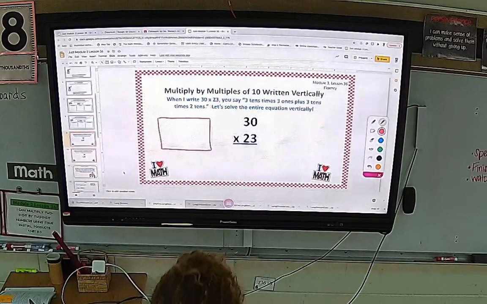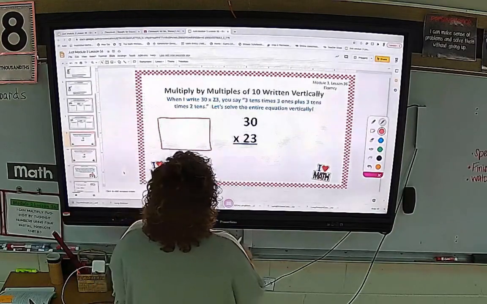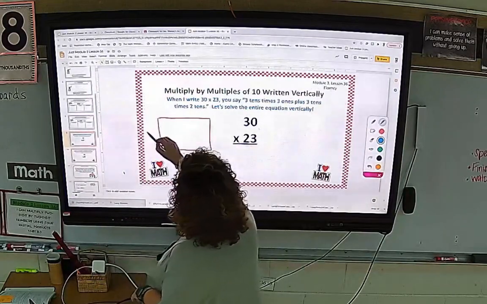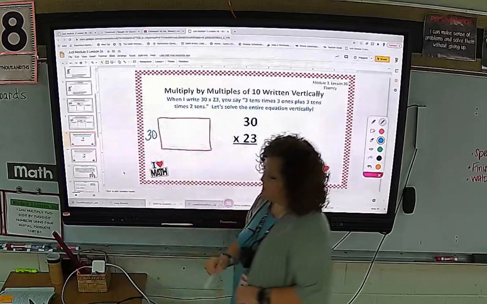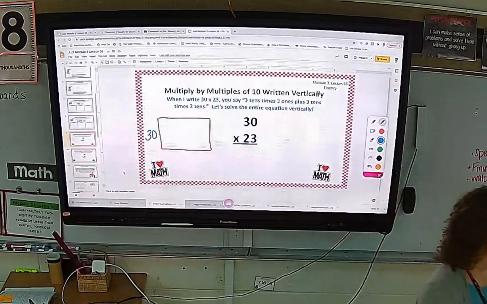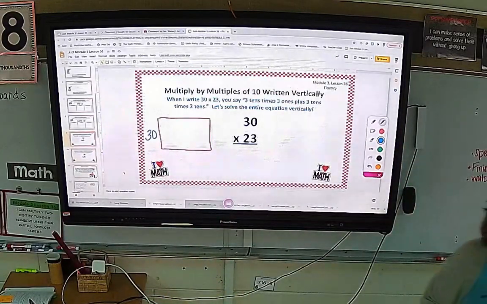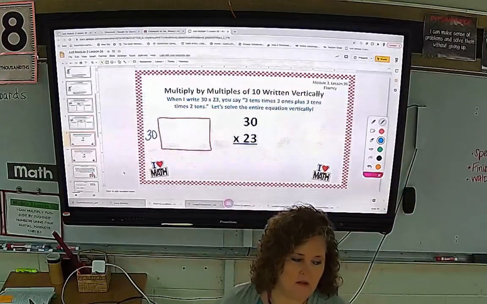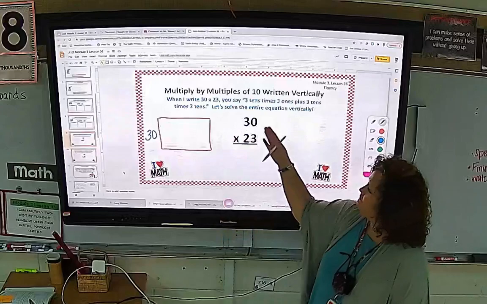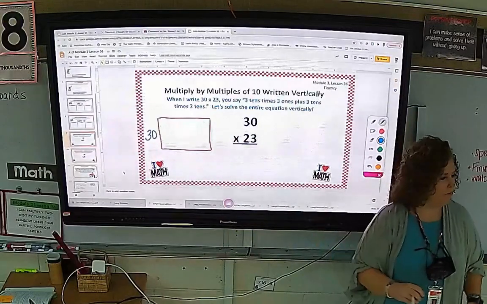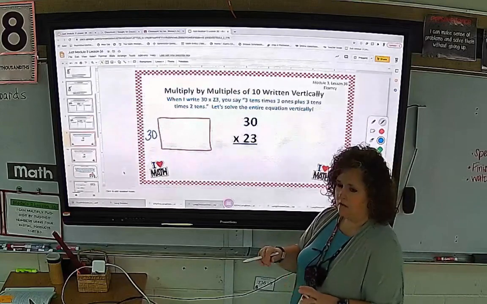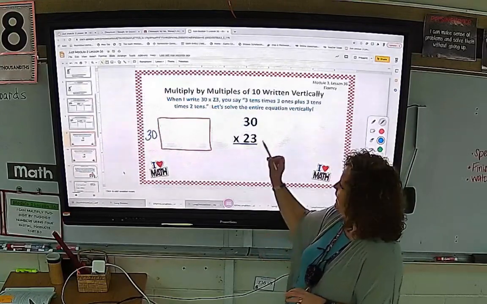Okay, if you were not here yesterday, please make sure you're listening. All right, we took the 30 and we put it on the side. We took that multiple of 10 number and we put it on the side. Okay, go ahead and be doing this with me. What went across the top? Help me know how to write that. Isabel, what would I put?